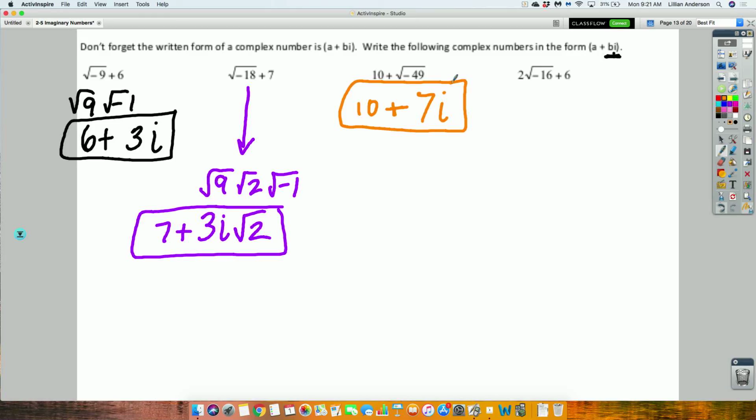Ooh, what about this next one? 2 times the square root of negative 16 plus 6. Yes, the square root of negative 16 turns into a 4i. So we're going to multiply that 4i by the 2 that's already on the outside. What is that? 8i. And then that 6 goes in the front.